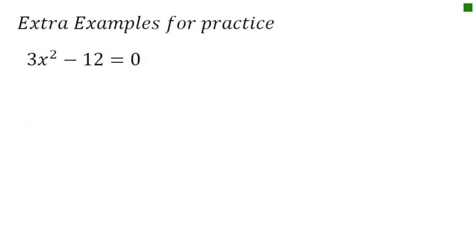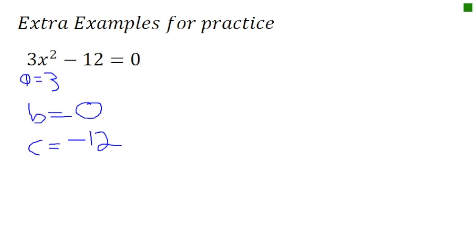Here's another example that you can do. Now for this one, it's already set to 0, so we don't have to do anything with that. Your A is 3, but what's your B? Notice there's no x term, so B would be 0. So when you go to plug this into your quadratic equation or quadratic formula, you need to plug in 0 for B. And yes, that just means you get 0 plus or minus, and then whatever is inside, okay?